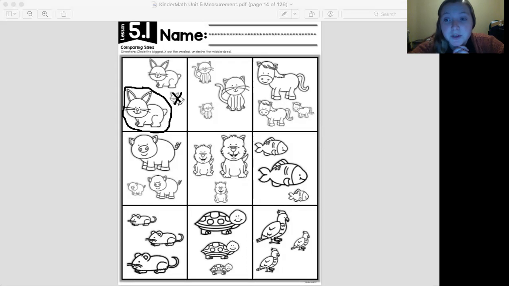Now I want you to put your finger on the middle-sized bunny. It's not the biggest, it's not the smallest, it's middle-sized. Which one is that bunny? That's right, it's this one right here. So I want you to put a line underneath that bunny. Okay, so you should have circled the biggest bunny, put an X on the smallest bunny, and put a line under the middle-sized bunny. Okay.